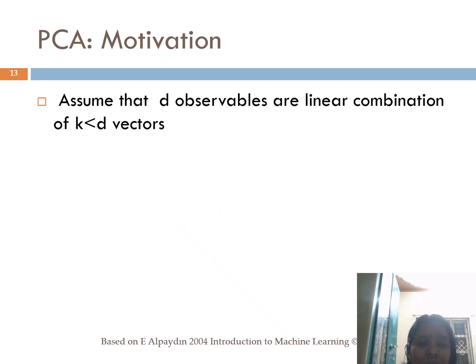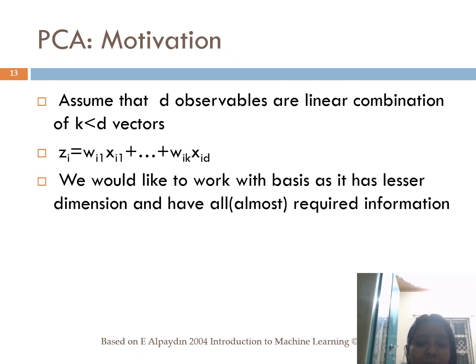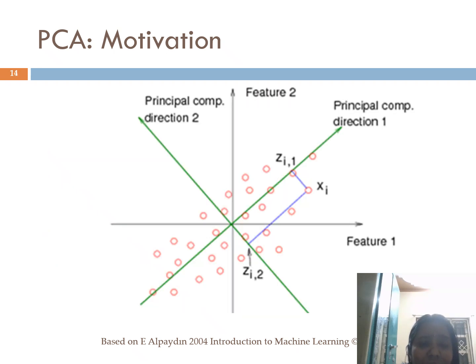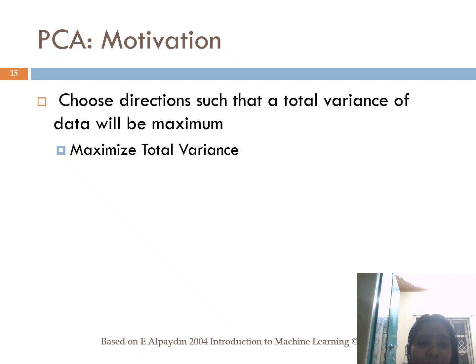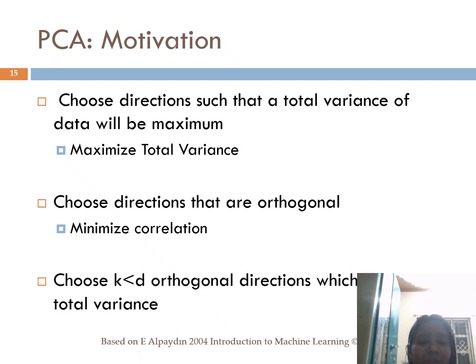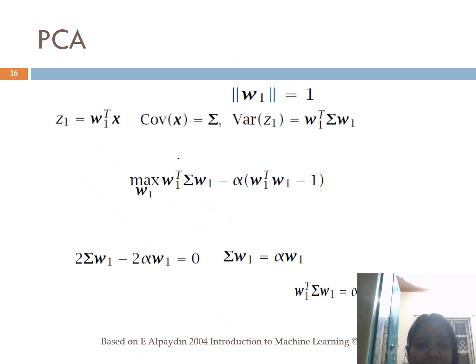PCA motivation assumes the D observables are linear combinations of k factors. With all the Z values, we would like to work with those whose lower dimension has almost all the required information. What we expect from such axes, uncorrelated or otherwise, is that they can be reduced further and have large variances. This is the PCA motivation and algorithm. Find directions where the total variance of the data is maximum. Maximize the total variance, and choose directions that are orthogonal to minimize correlation. Choose k minus j orthogonal directions with the total variance.